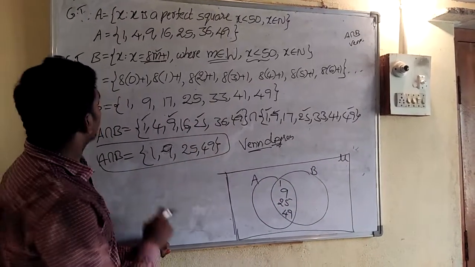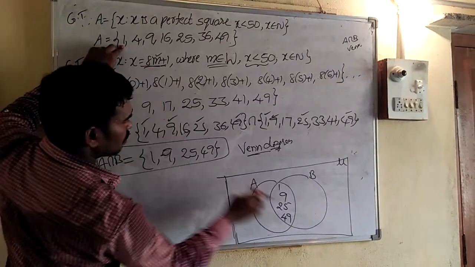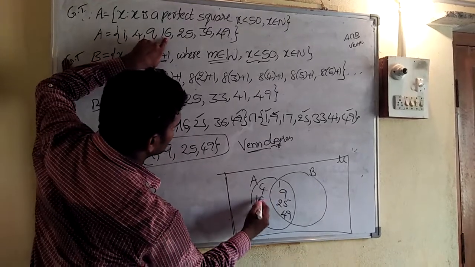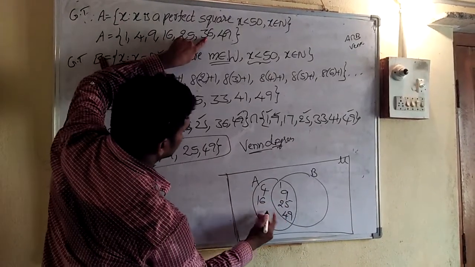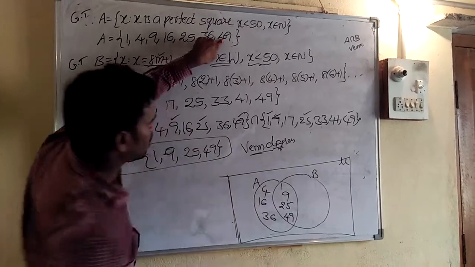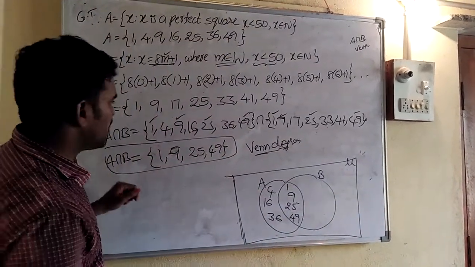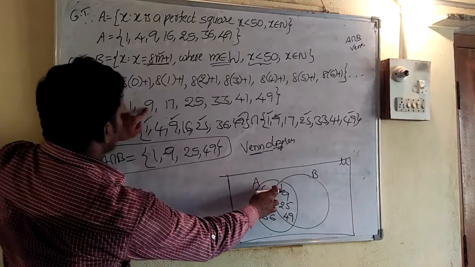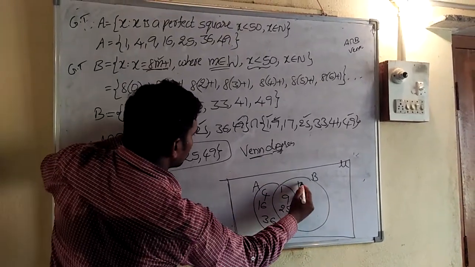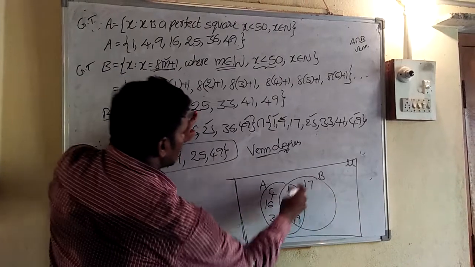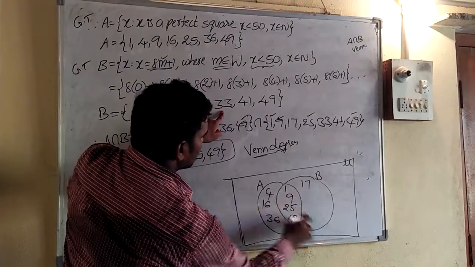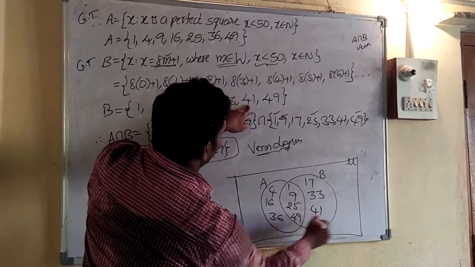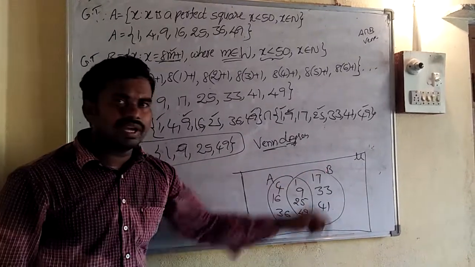And the remaining. What is in A? 1 is already there. Next 4, write 4. Next 9 already there. 16, 16. 25 already is there. 36. 49 already is there. Next set B. 1 already is there. 9 already there. 17, okay, write down. 25 already there. 33 not in the middle, write down. 41 not in the middle, write down. 49 already is there. This is the A and B Venn diagram.